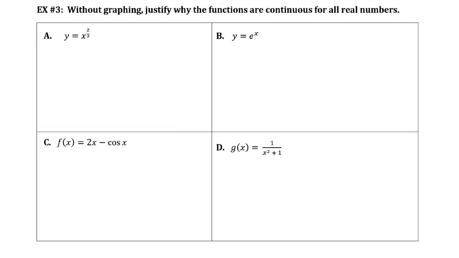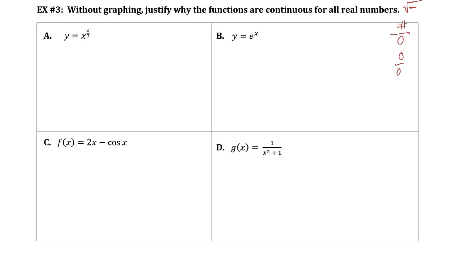Okay, for the next part, we are told not to graph this, and we need to justify why the functions are continuous for all real numbers. So let's think about things that made us not continuous. Things that are not continuous, and it really goes back to domain. And so we're not continuous whenever we take the square root of a negative value, when we try to take a number and divide it by 0. Those are big things. 0 over 0, that means we've got to go and investigate just a little bit more to see what's going on.